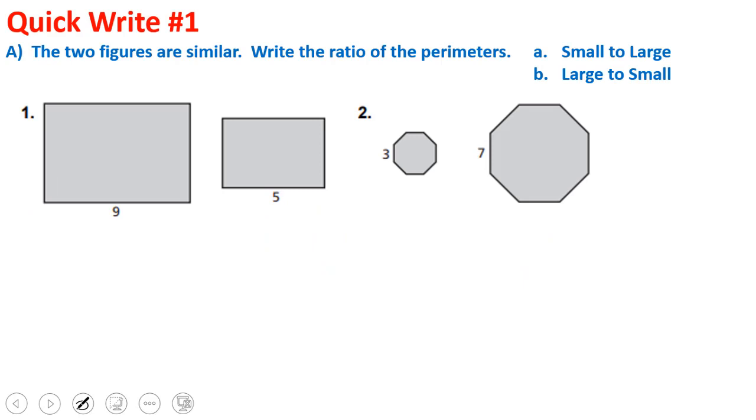So your first quick write is to write the ratio of the similar figures for the perimeters, and I want you to do it both ways. A is small to large, and then B is large to small. So you're going to have 4 answers for these quick writes, A and B for each one, small to large, large to small.